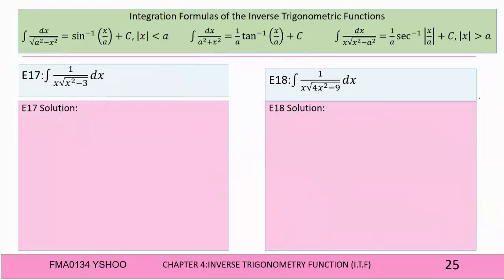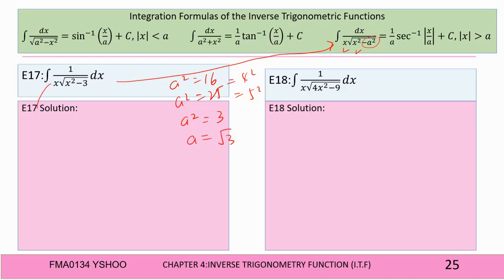Settled. Now the next one over here. If you see that there is an x outside, then x squared minus something, it is secant. Fortunately this x is the same and x squared is also the same, now is our a. Because we are too comfortable with a squared equals to 16 or 25, we say this is 4 square, this is 5 square. It is nothing wrong when a squared equals to 3, so it means your a actually is root 3. So follow exactly the formula: 1 over root 3, secant inverse, absolute x over root 3 plus c. Settled.